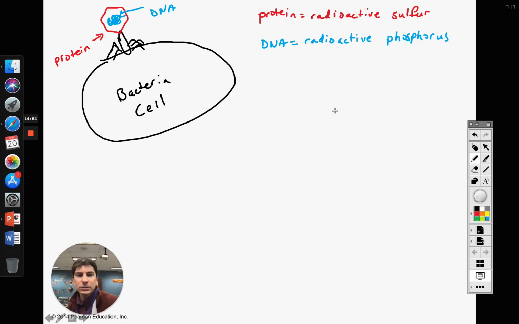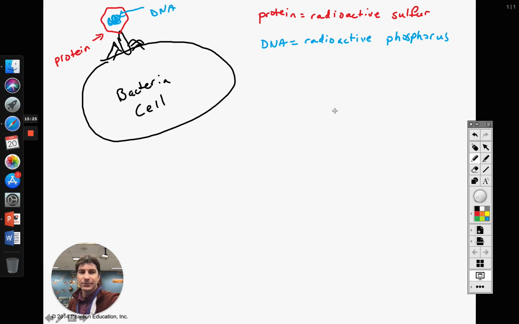So why did they use sulfur and why did they use phosphorus? Well, they use these two because proteins only have sulfur. If we go back to the macromolecule chapter, proteins only have sulfur and they do not have phosphorus in the monomer for it, in the amino acid. DNA only has phosphorus and it does not have sulfur in the monomer of DNA, which is a nucleotide, okay?